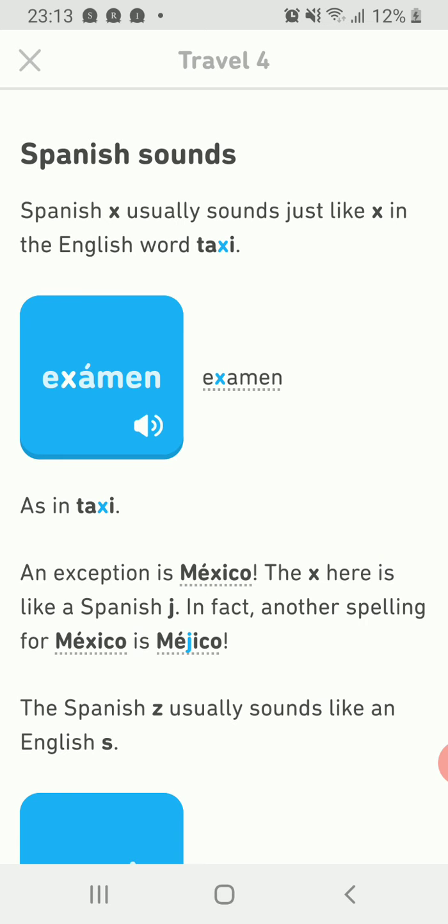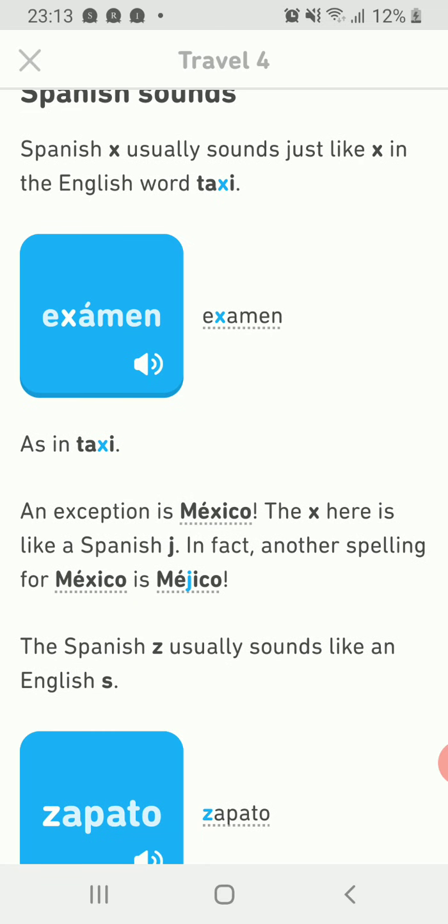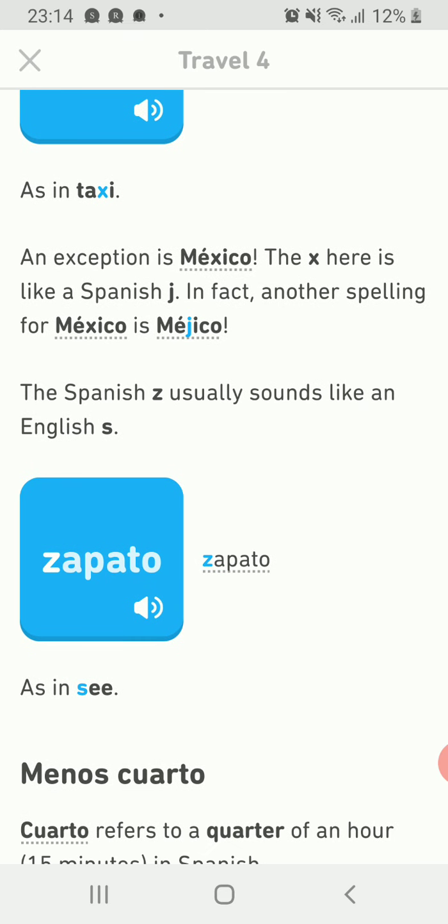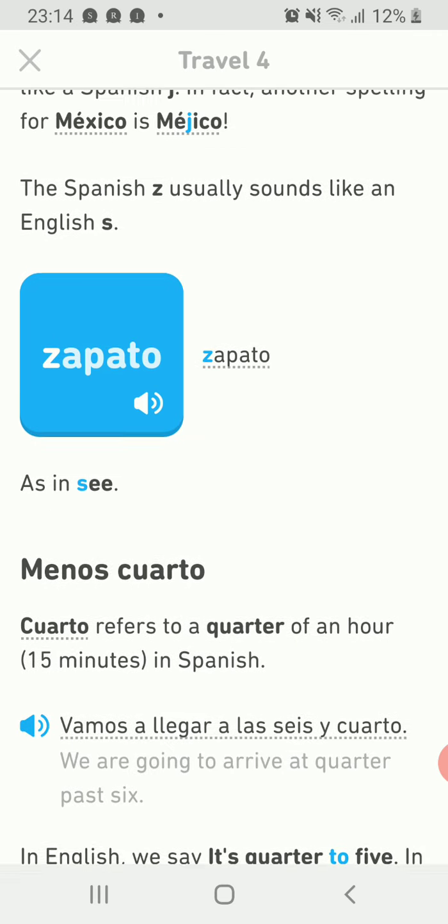So Spanish X, the X letter, sorry, usually sounds just like X in the English word taxi. Examen, just like an X. So an exception is Mexico, where the X here is like a Spanish J. It sounds like an H in English. So in fact, another spelling for Mexico is Mejico. So you can replace the X with a J.